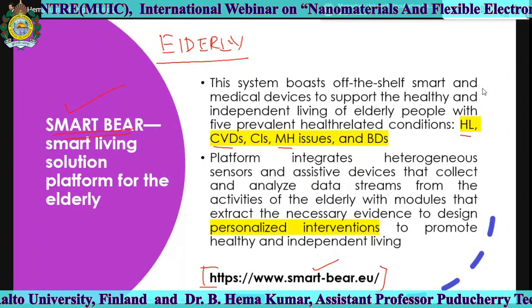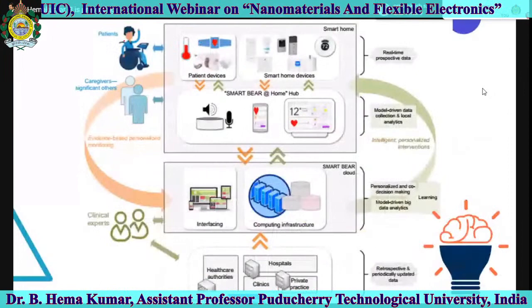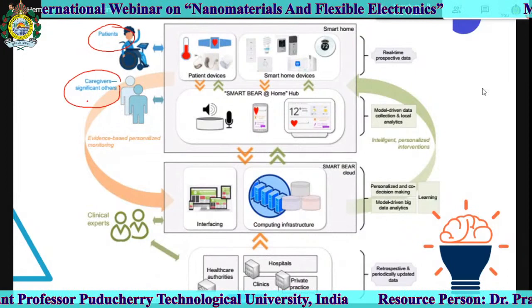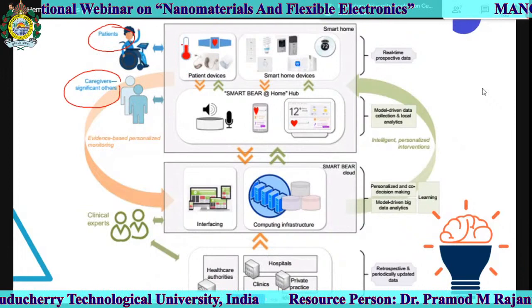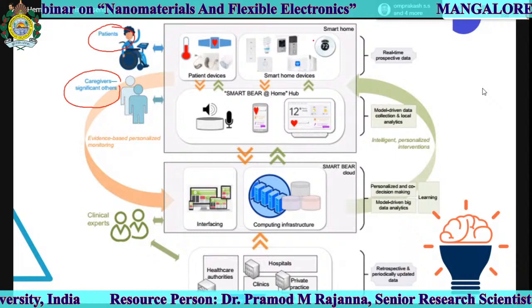So basically, this is the architecture of your SmartBEAR. You can see we have the patients on this end. And these are the caregivers and significant others. Caregivers can be the family members or the organization who take care of the patients. So they can communicate. You have a good amount of patient devices, starting from simple temperature sensing, heart rate sensing, hearing sensing. Similarly, you have smartphone devices. All these contribute towards a SmartBEAR home hub.